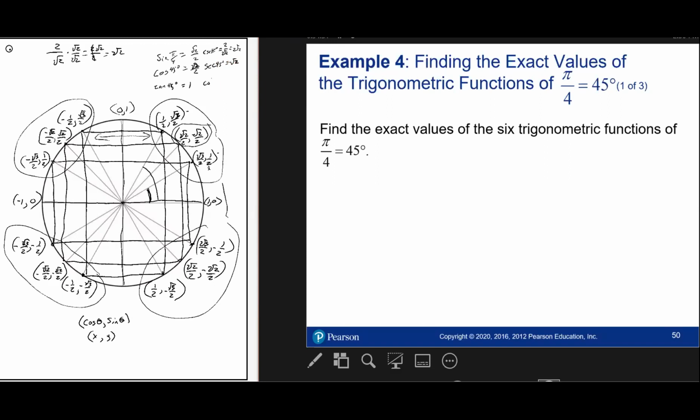And cotangent is the reciprocal of tangent. So 1 over 1 is still 1.